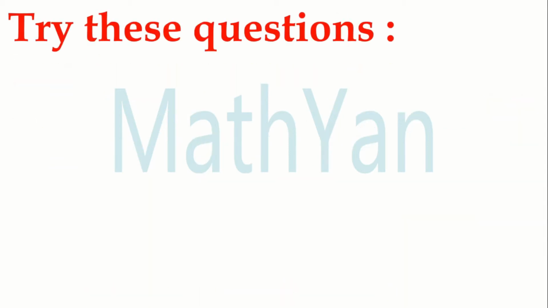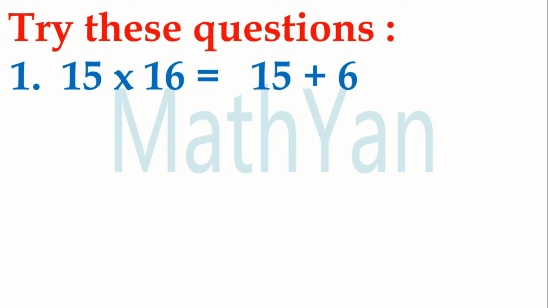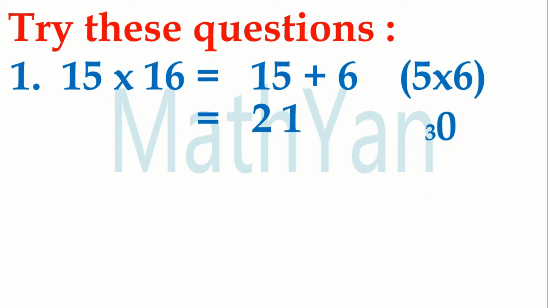Okay, try these questions. 15 multiplied by 16. So the front 2 digits will be 15 plus 6, and the last digit will be 5 times 6. So 15 plus 6, 21. 5 times 6, 30. So the 3 needs to be carried. So 21 plus 3 is 24. So the answer is 240.